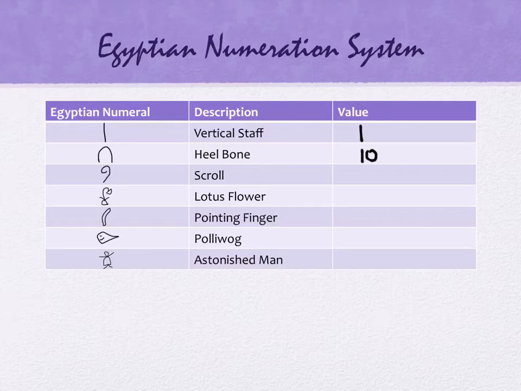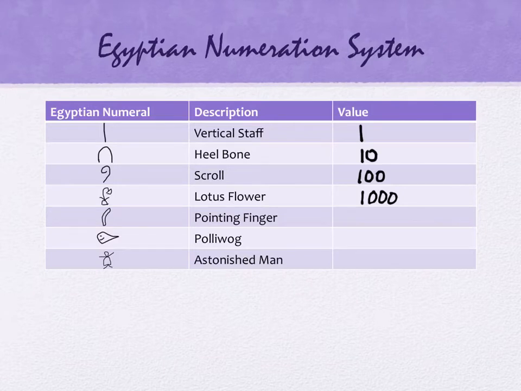The scroll that you see here is actually a value 100. So the powers of 10 are going to show up over here in my values column, but they're going to be presented differently within their system. The next one is called a lotus flower. That's the one where the drawing starts to be a little bit time consuming, is when you get to the lotus flower. So what do you suppose its value is? 1,000. Yep, it's 1,000. The next one is called a pointing finger.